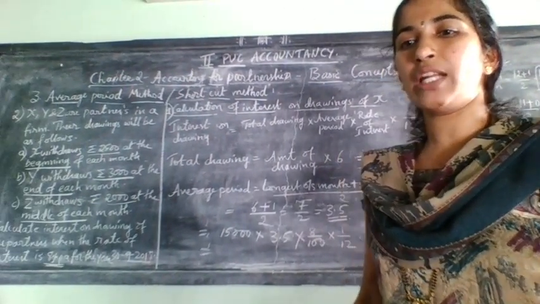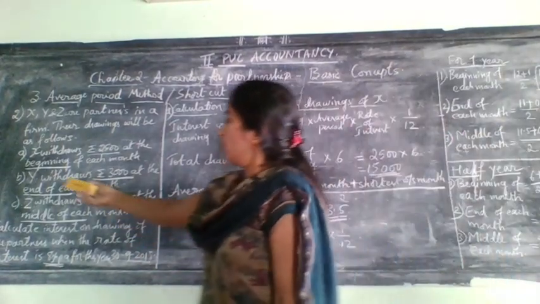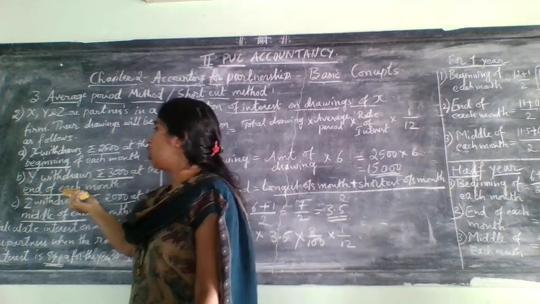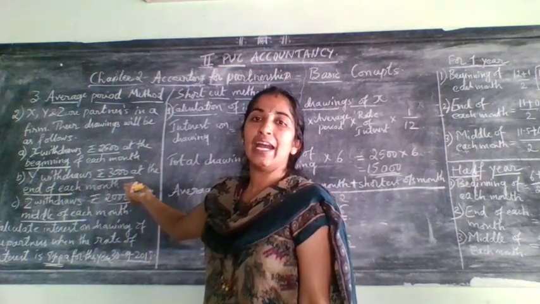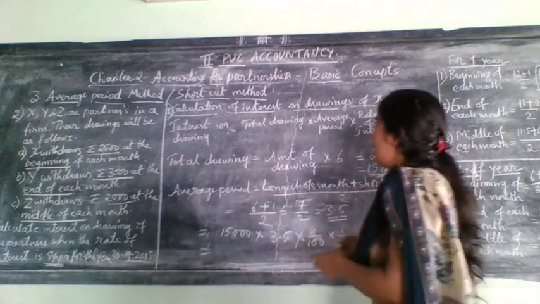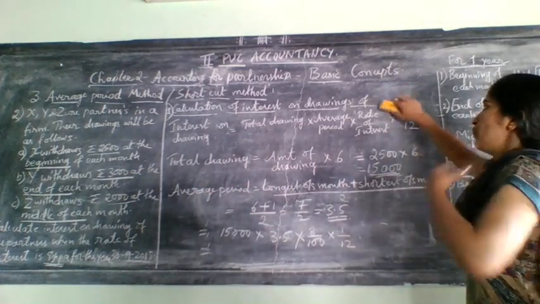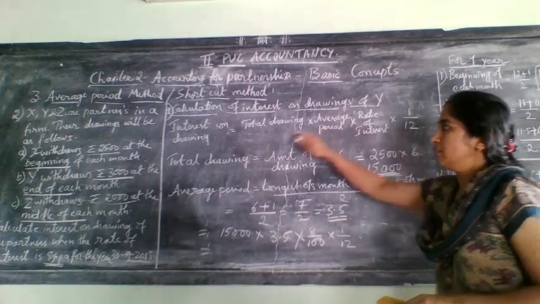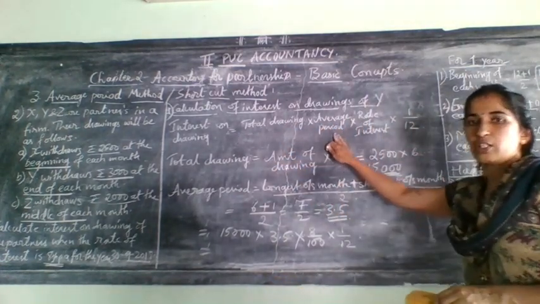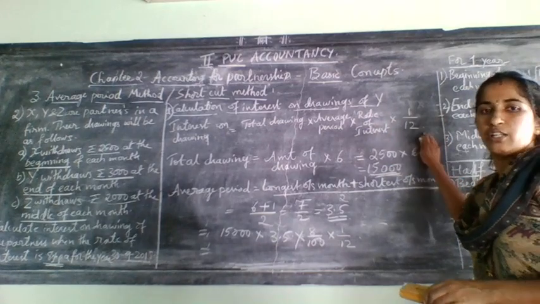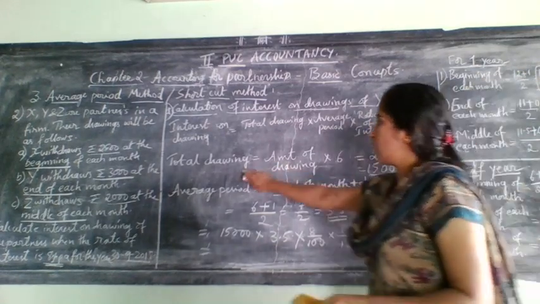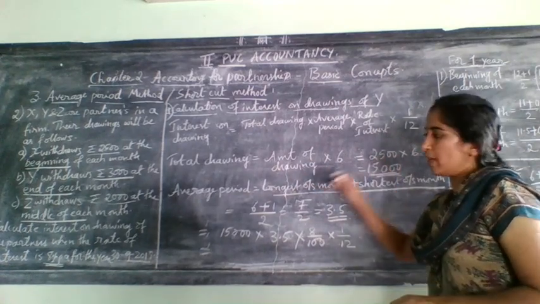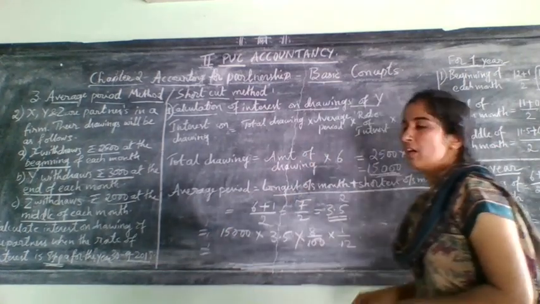Next, B. What is given in the problem? Y withdraws rupees 3,000 at the end of each month. So now partner Y. Formula: total drawing into average period into rate of interest into 1 by 12. Total drawing is equal to amount of drawing into 6. It is not 12 because we are calculating it for half year.